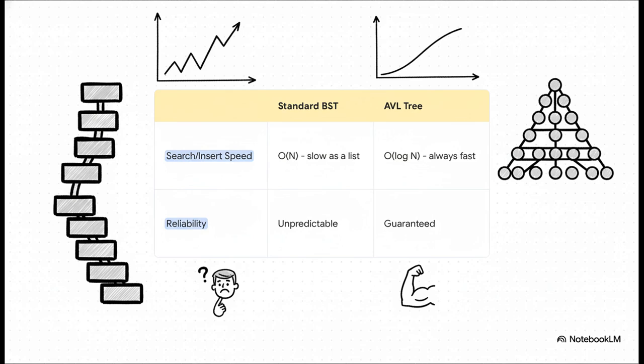With a standard binary search tree, your performance is basically a gamble. In the worst case, like our phone book example, your searches slow down to O of n. That's linear time, which is terrible. But an AVL tree gives you a guarantee. Because it keeps its own height in check, your operations are always a speedy O of log n. It's the difference between unpredictable and rock-solid reliable.